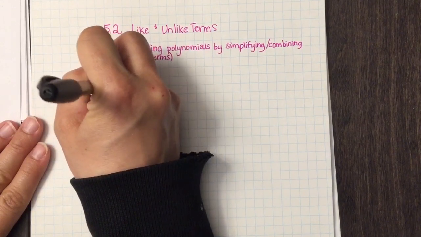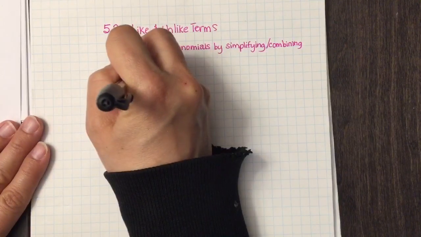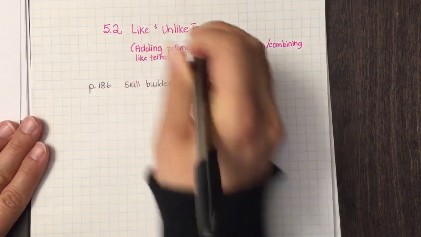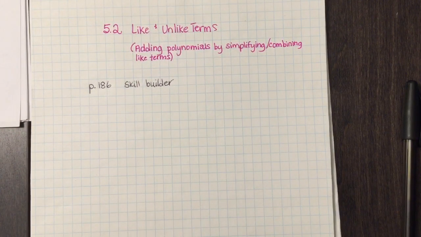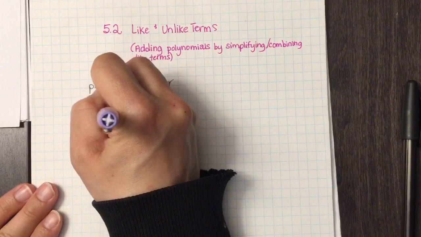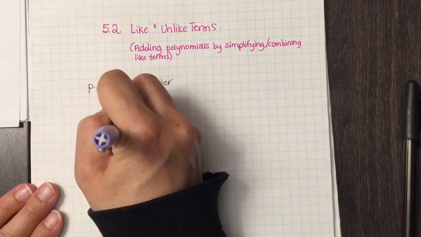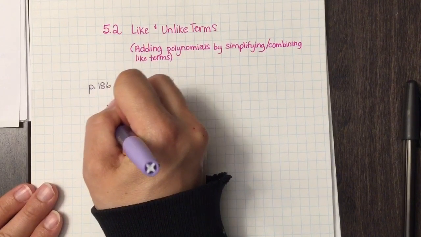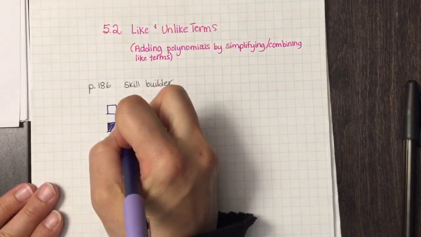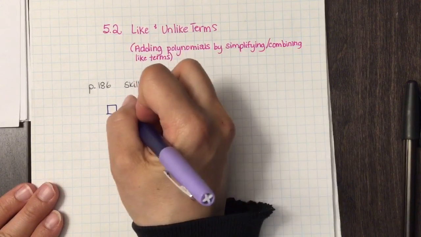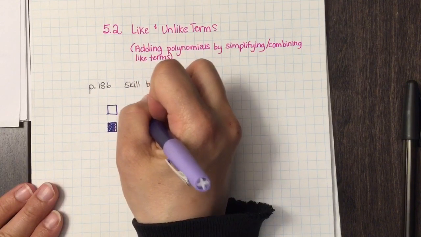page 186, and it has a skill builder. Okay, and this skill builder is talking about how we model integers. Okay, so I'm going to draw two squares. Okay, and the top one I'm going to leave blank, but the bottom one I'm going to shade in. And this one, anything that's shaded in, we'll call it negative, and anything that's empty we'll call positive.